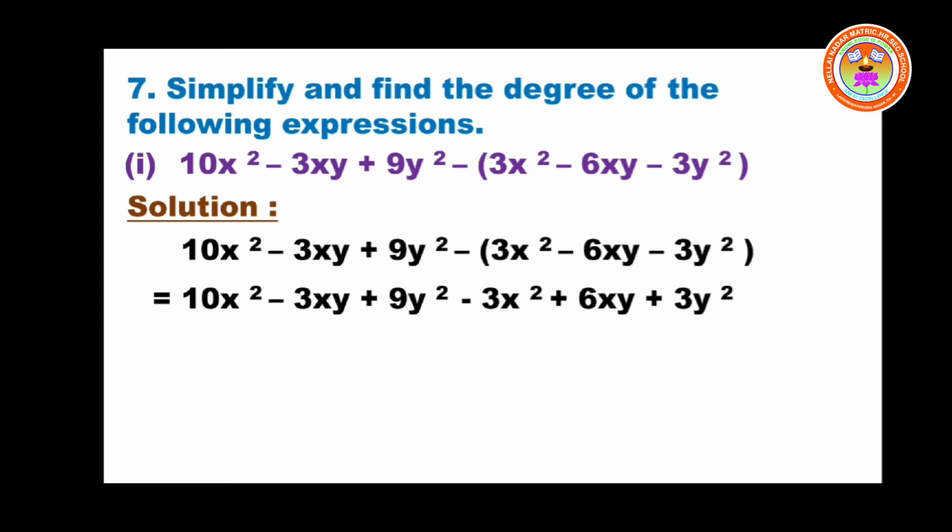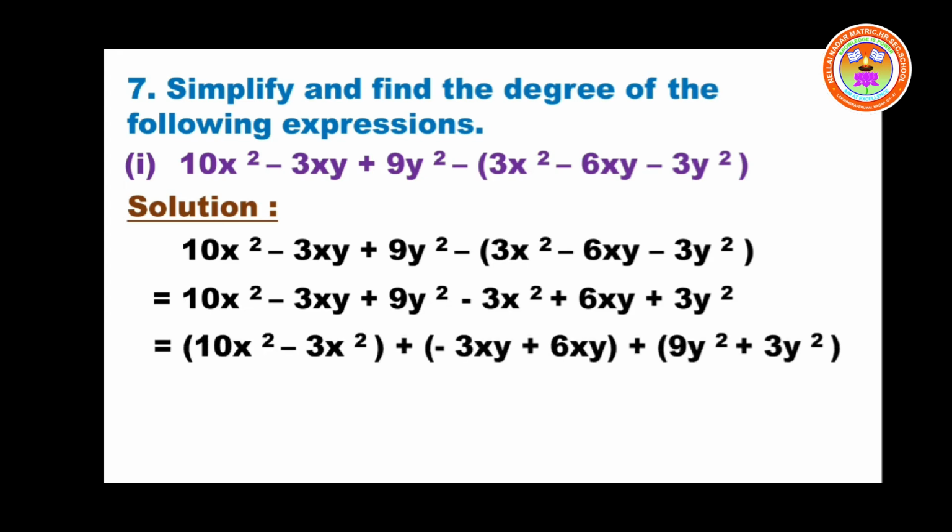Now I am going to combine all the like terms. So 10x square minus 3x square, I am combining the like terms, plus minus 3xy and 6xy combined. Next 9y square and 3y square I combined. So I get 10 minus 3, 7x square, minus 3xy plus 6xy. 6 minus 3, what will you get? 3. The highest number, what sign does it have? A plus sign. So plus 3xy, then 9 plus 3, 12, so 12y square. Now this is your final answer. After simplifying, you got this answer.